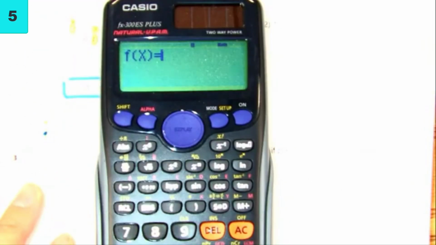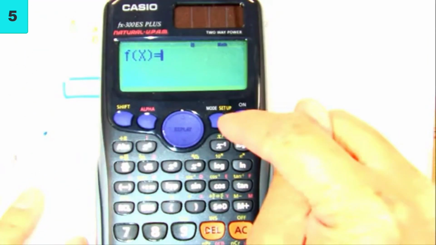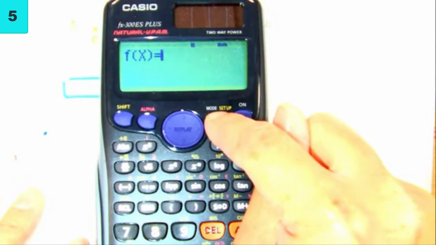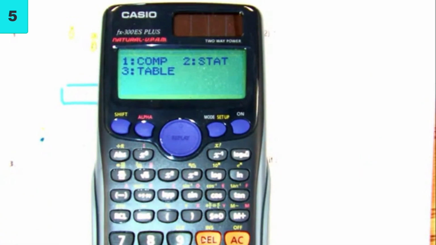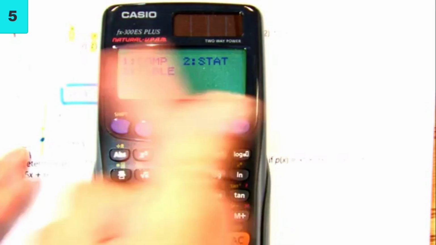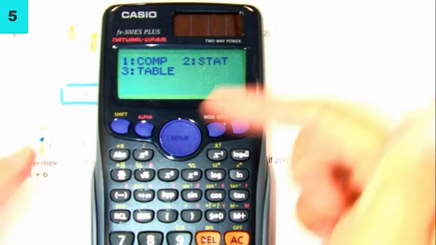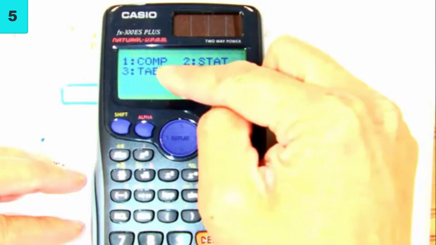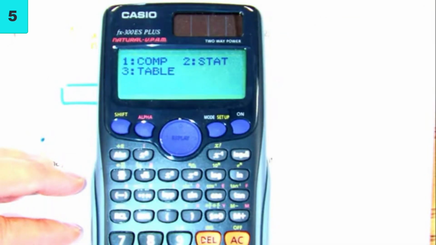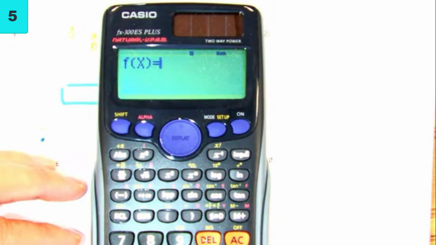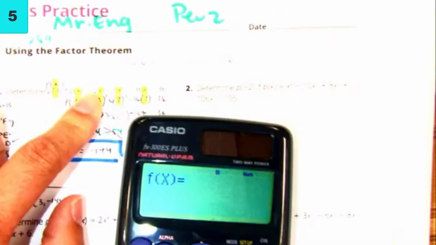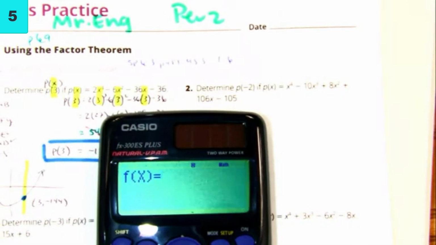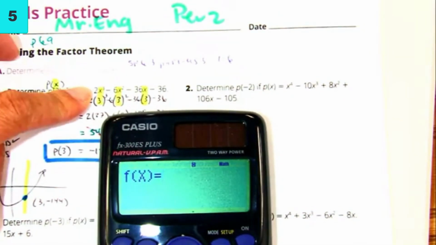Okay, so if you have this calculator, I'm going to go to mode. So just press mode. And I'm not an expert on Casios, but I think this would work on generally the scientific ones that have a nicer screen like this. And I'm going to go down to table. So press 3. And then I'm going to plug in my polynomial. This one. 2x.